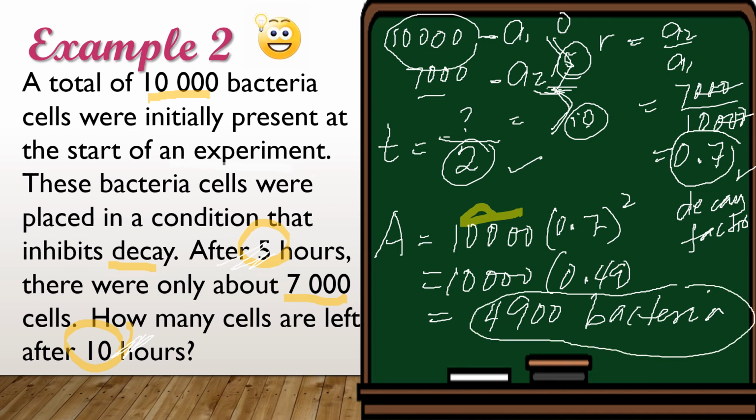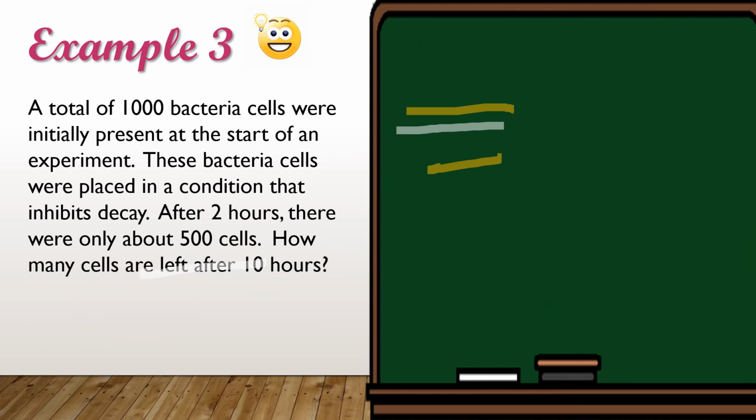I hope it's clear. Let's have example number 3. A total of 10,000 bacteria cells were initially present at the start of the experiment. These bacteria cells were placed in a condition that inhibits decay. After 2 hours, there were only about 5,000 cells. How many cells are left after 10 hours? This problem is similar to number 2. I just changed the number of bacteria, the number of hours, and the number of cells. So I changed the numbers, but the same concept, the same analysis that we need to apply.